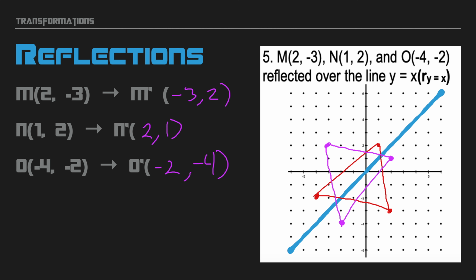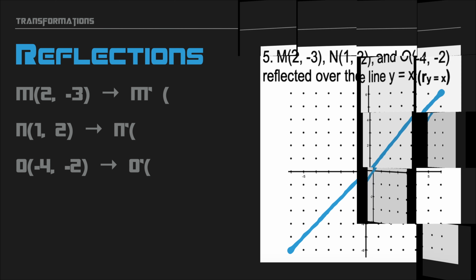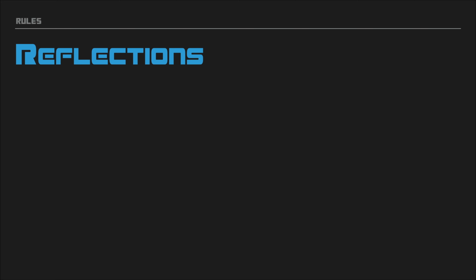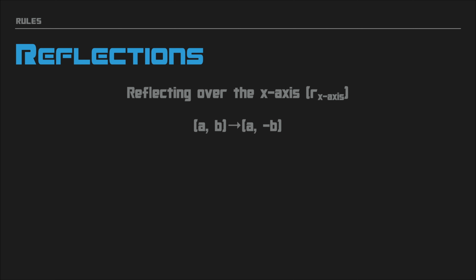Now you might be noticing that there's actually a really easy rule that we can use on this that's possibly easier than doing the counting thing I was just doing. And that brings us to our reflection rules. So let's look at them. If we are reflecting over the x-axis, then (a, b) becomes (a, negative b). So when we reflect on the x-axis, the y value switches.